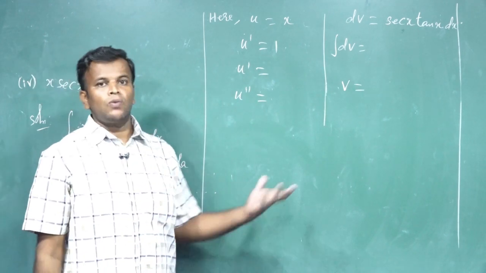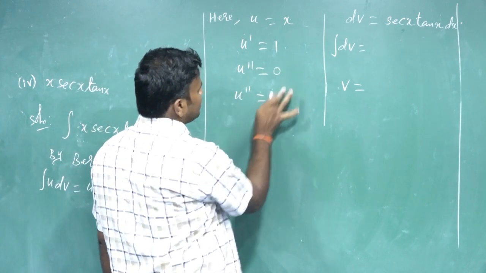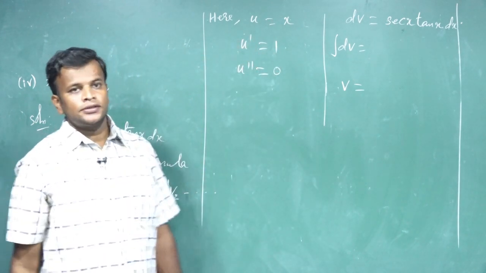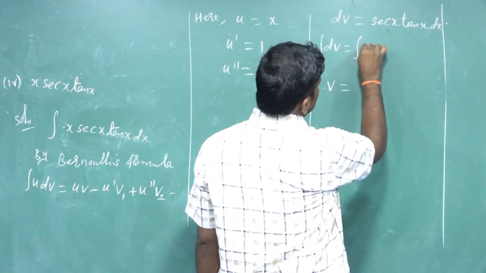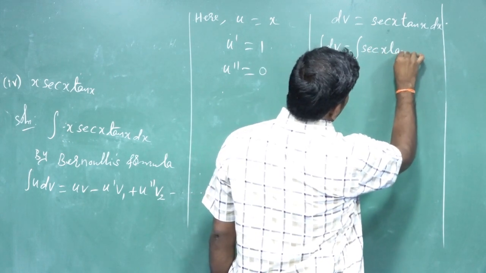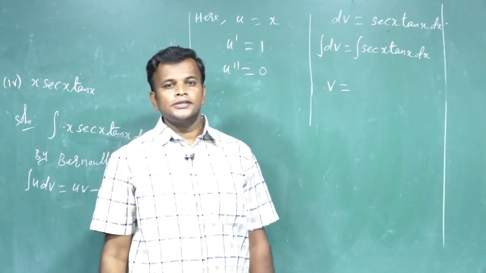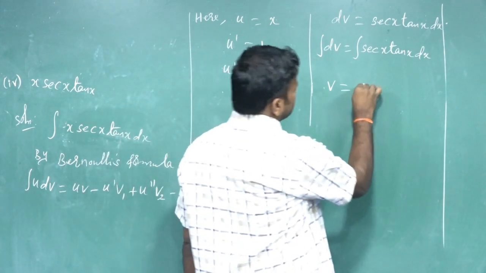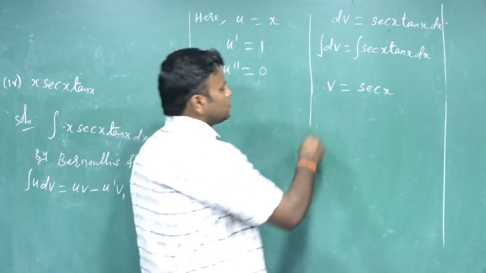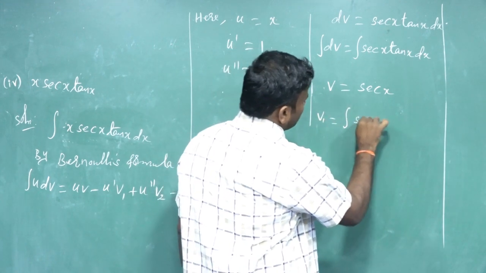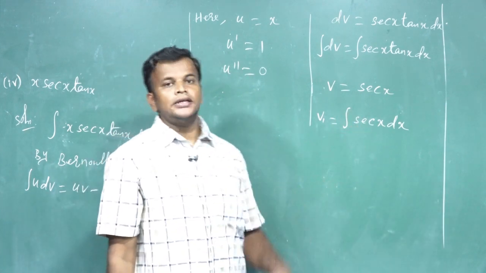I write only one line. The value of u dash is 1. X with respect to x is 1. What about u double dash? The value vanishes; 1 is a constant. We need v, so taking integration: integrating dv is equal to integrating of secant x tan x into dx. The integrating of secant x tan x is secant x. Okay, that is the value of v, no problem. Next we need v1. v1 means again we are integrating secant x into dx.